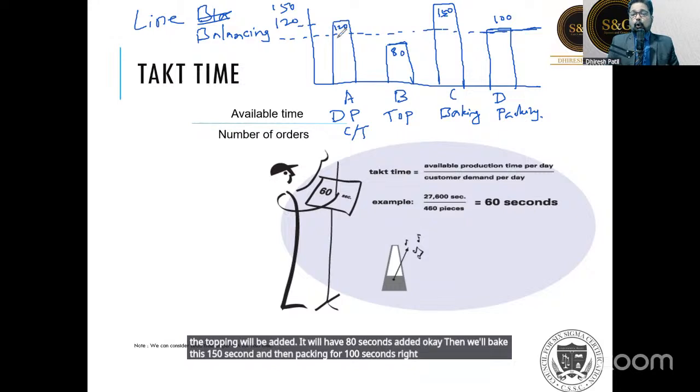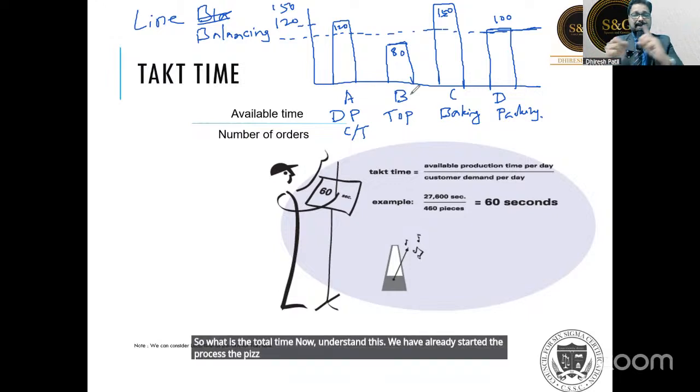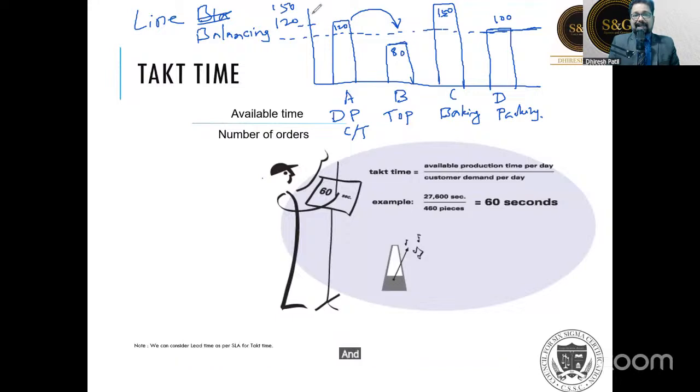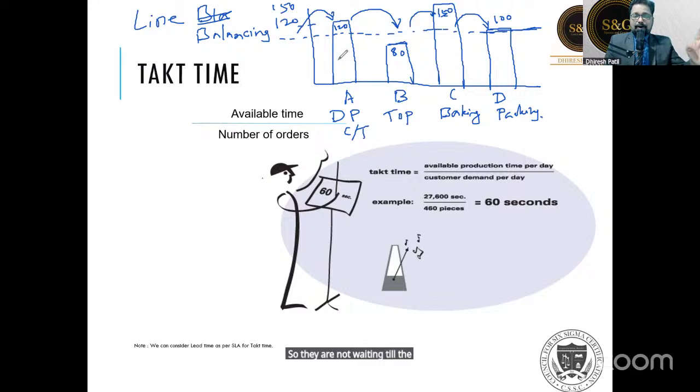So what is the total time? Now understand this. We have already started the process. The orders have started coming in. Okay. So once we have done with the first process of dough preparation, I will start the second process, and the dough preparation will take the second order. Are you understanding? So it's a sequential operation. They are not waiting till the last operation is finished. They are already continuously processing that. Okay. So dough preparation finishes first, then second they will start, third they will start, fourth they will start.